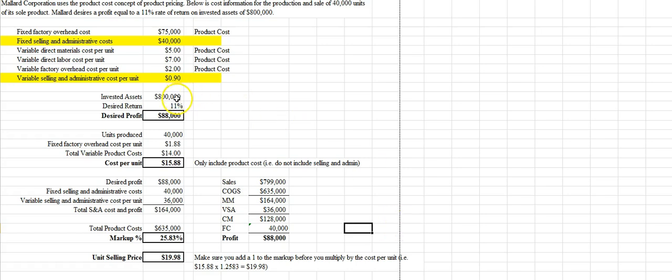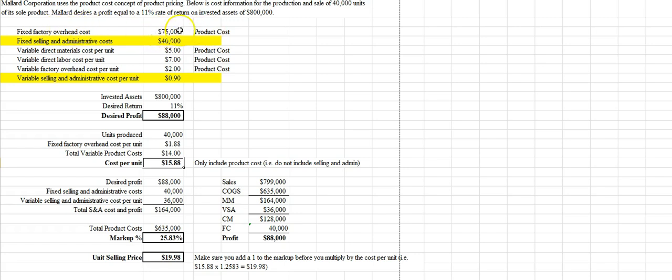First, you want to see how much you want in profit. Okay, so I invested $800,000 and I want 11% profit. So I want my profit to be $88,000. Okay, so I'm going to produce 40,000 units, and those 40,000 units are going to have a variable cost, product cost of $15.88 per unit, right? We take it from up here.